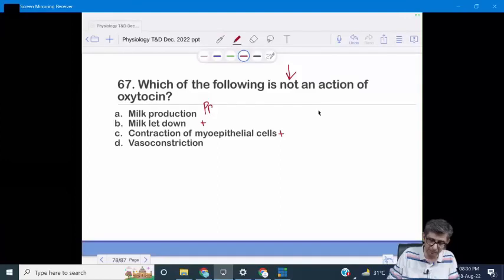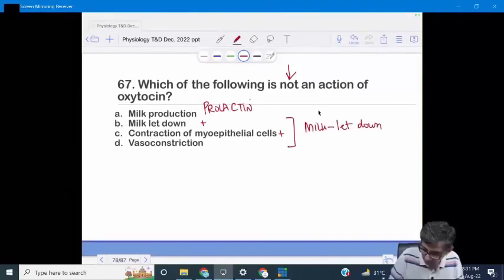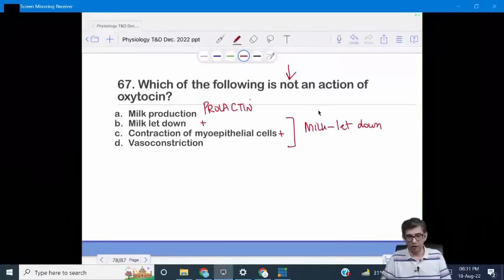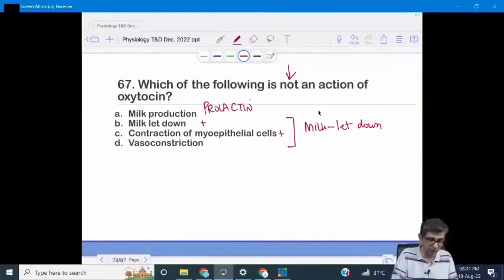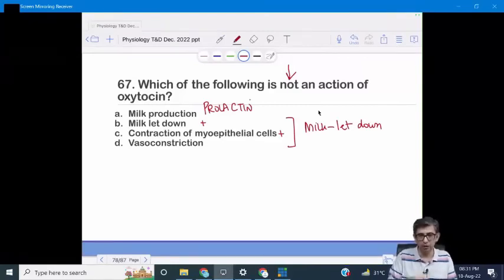One is milk production, that is galactopoiesis, by prolactin, and second is milk letdown, by oxytocin. Oxytocin causes milk to flow into the mouth of the baby. Prolactin causes milk production, and apart from that, oxytocin can also cause uterine contraction as well as vasoconstriction. Excess of oxytocin can contribute to hypotension also. Excess of oxytocin can cause hypotension, but usually oxytocin causes vasoconstriction.